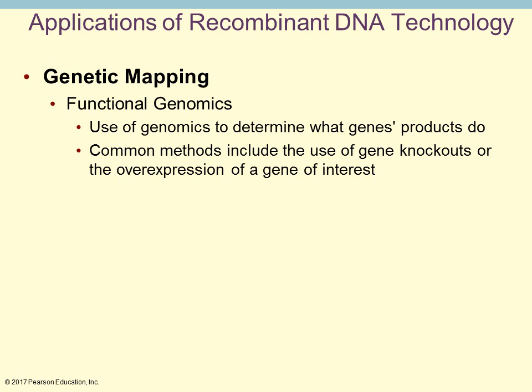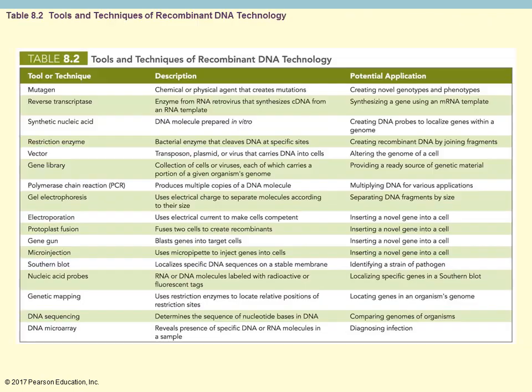Functional genomics is using genomics to determine what the gene products do. So great, you know that here's the base sequence. This is for gene A, but what does gene A do? Along with this whole field, genetic mapping is trying to figure out where the genes are and what the products are. This is an example of some of the different tools or techniques that we have and what the potential applications of them are.